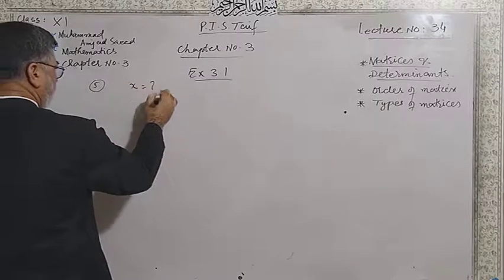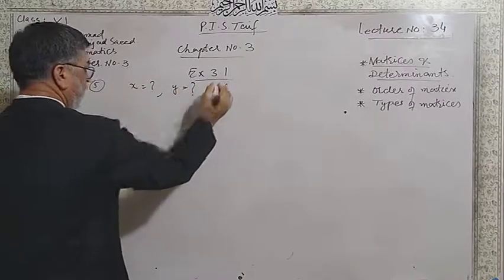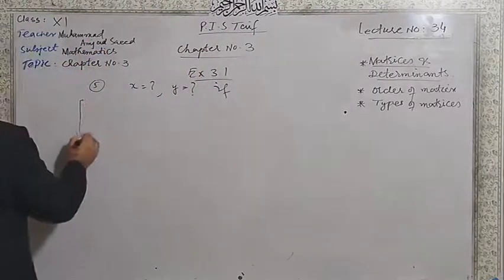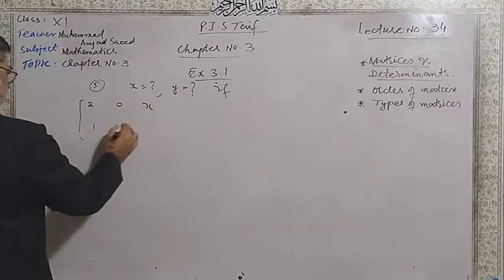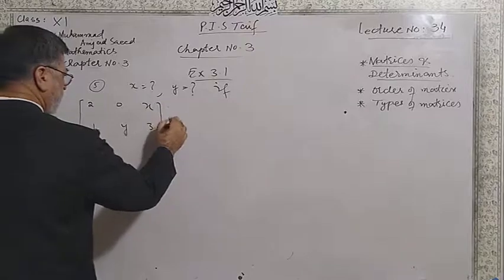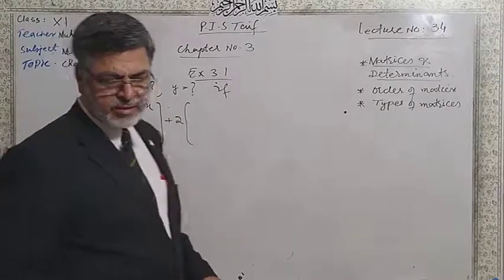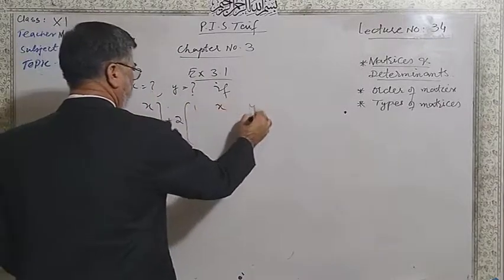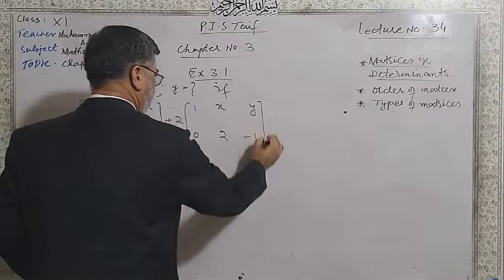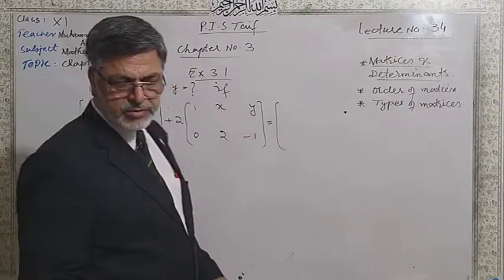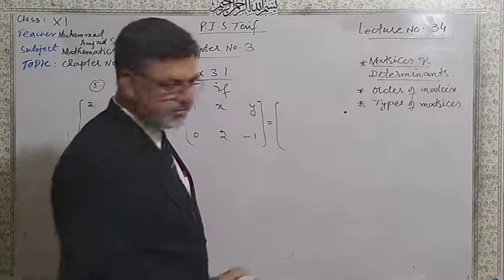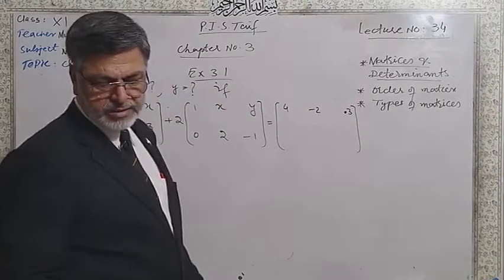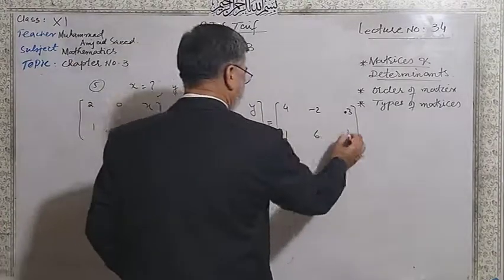Find the value of x and y if the matrix 2, 0, x, 1, y, 3, plus 2 into the matrix 1, x, y, 0, 2, minus 1, will be equal to the matrix 4, minus 2, 3, 1, 6, 1.